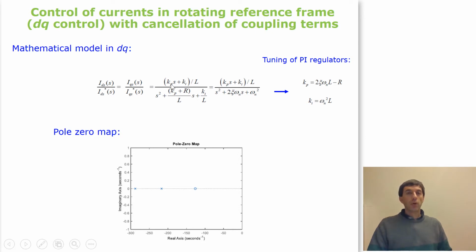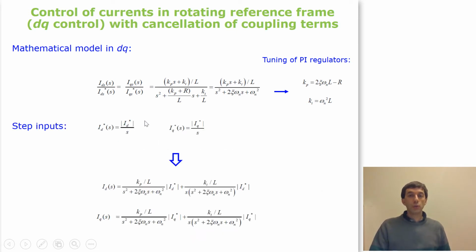The pole zero map of this mathematical model in DQ is very simple. We have these two poles, and here I have chosen a damping of 1.01, if I'm not wrong. So we have two real poles, different but quite close to each other. And here we obtain the zero. The numerical values for the resistance and the inductance of the filter are the same as the ones we used in the previous control, the alpha beta control.